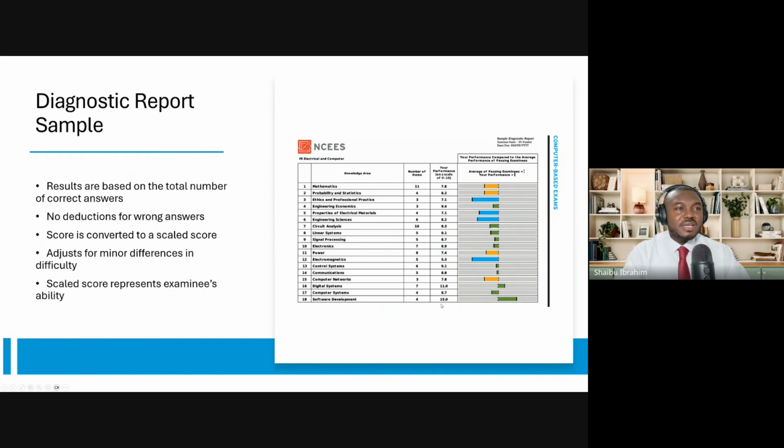So, and then if you look at software development too, the person performs more than average. But to have a complete pass for the FE, you need to perform above average or just at average. Okay, so we can go to the next.